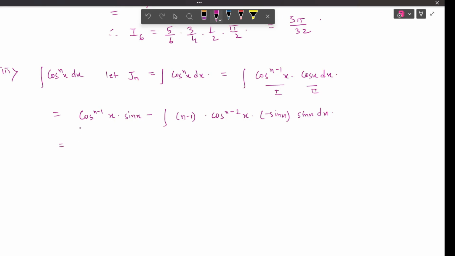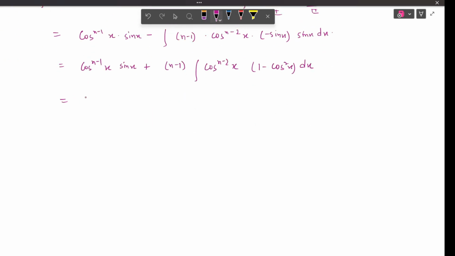So it would be cos to the power n minus 1x sin x. Here minus and minus will be plus. Integration n minus 1 will go outside. It would be cos to the power n minus 2x into sin x into sin x, so sin square x. So we can write it as 1 minus cos square x dx.